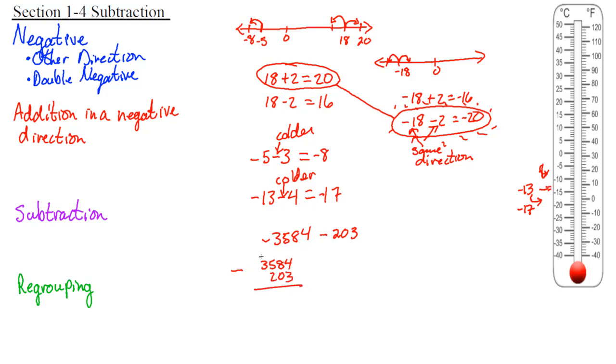This is going to be, you're going to combine these together with addition, 7, 8, 7, 3, and it's all going to be negative. So if you lost $3,584, and then you lost another $203, you'd be further in debt. Excellent. Let's give a couple of those a try.